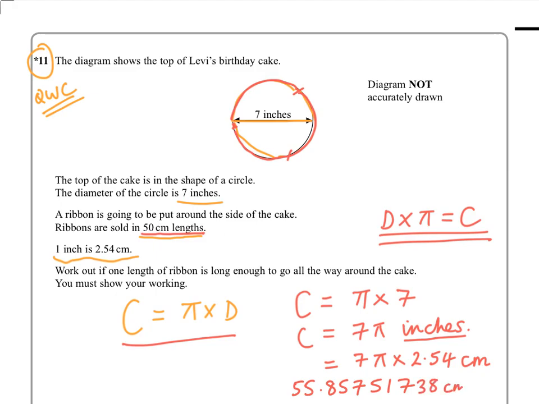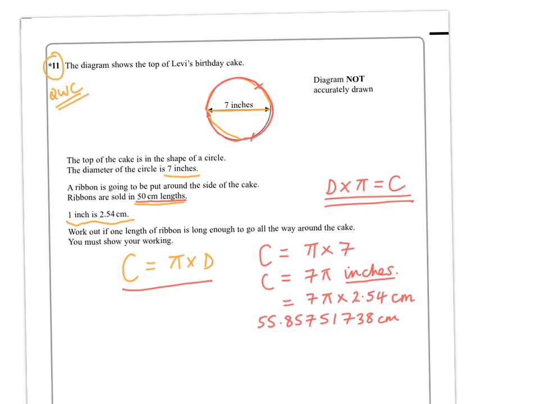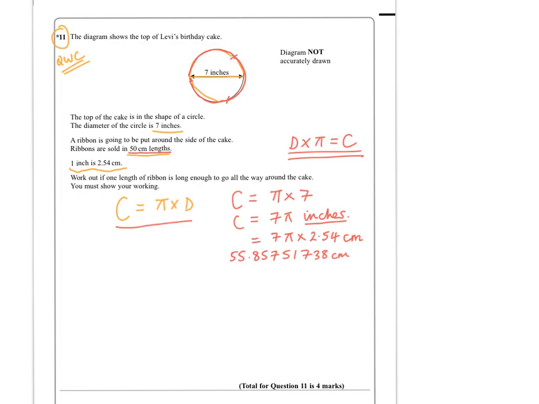55.857511738 centimetres. I always write down what's on my calculator display, and then, to be honest, if you've done that, you've basically shown the examiner as much as you can, and then you just have to say, right, okay, to 1 decimal place we've got 55.9 centimetres, just write 1 dp. So I'm afraid that 50 centimetres, i.e. 1 length of ribbon, is not going to be enough.